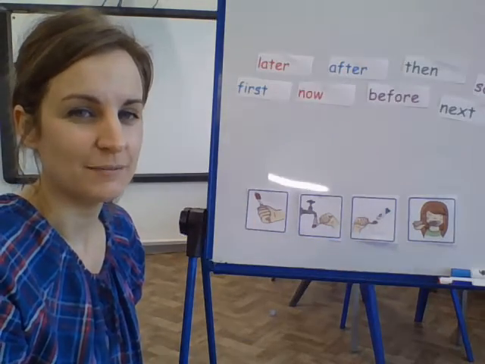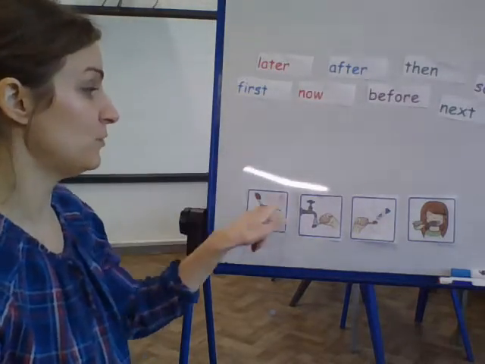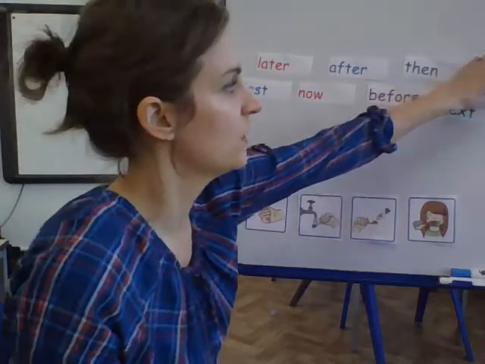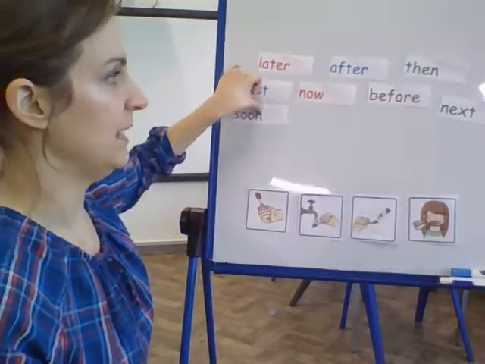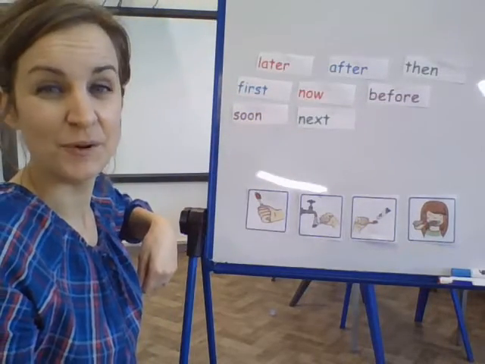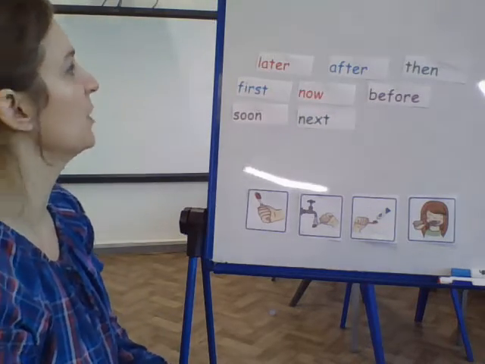But that's not all we're doing today. No, we're also describing the actions, aren't we? And we're using words to help show the order. So I'm going to have a go now at choosing some of these words to talk you through the steps, and I'm going to try and use some different ones because it can be very easy to keep using the same word again and again and again. But I'm going to try and mix it up a bit. Okay, so let's have a look at what I've got.